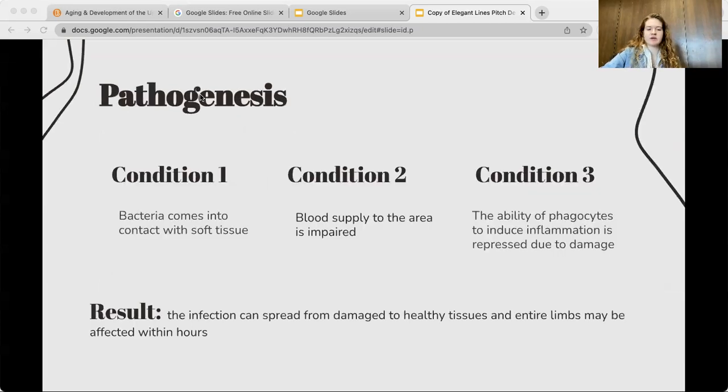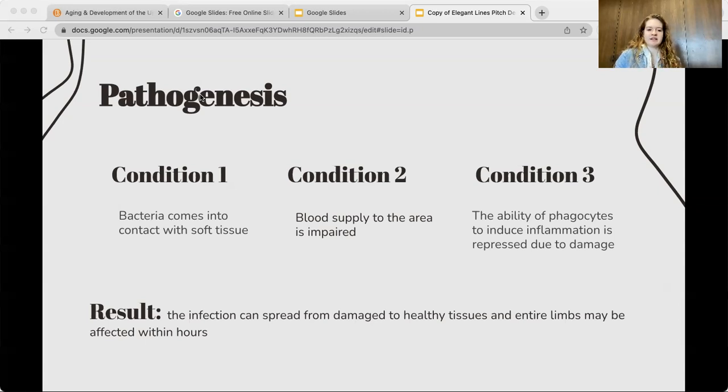So there's basically 3 conditions that have to be present for the disease to develop. So condition 1, the bacteria has to come in contact with soft tissue. And this will typically happen through a traumatic wound, like a kick to the head by a horse. That'll come up later. Or a lot of war wounds where there's shrapnel or soil that comes into contact with the wound.